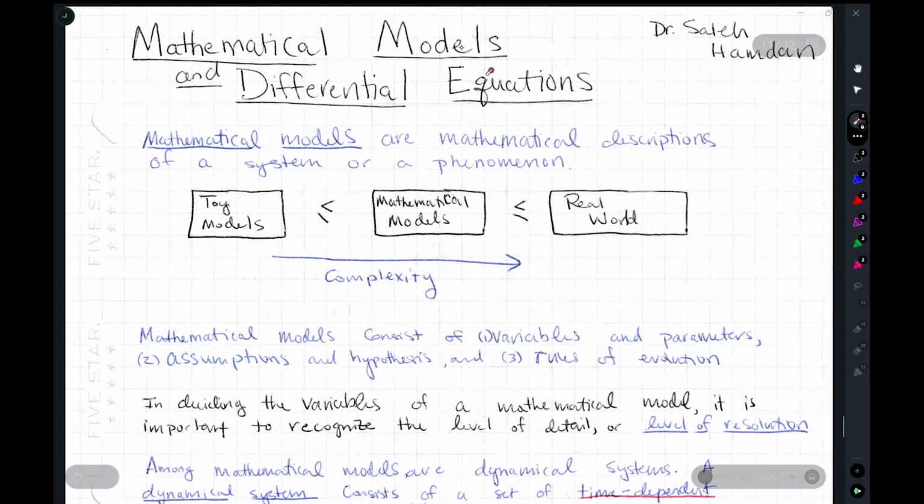So let's talk about mathematical models and how differential equations can help us model phenomena mathematically. Mathematical models are mathematical descriptions of a system or phenomenon. I like to think of mathematical models as existing between the real world and toy models on a continuum of complexity. So toy models are basically mathematical descriptions of our universe that are unrealistic and intentionally so.